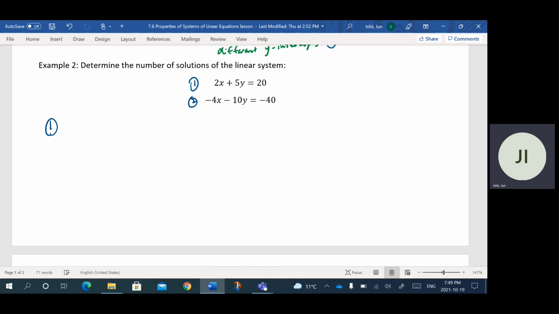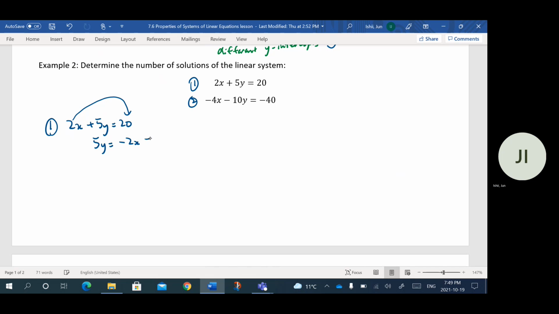So the first one here, 2x plus 5y equals 20. Now when I isolate the y, I'm going to move the 2x over to the other side. 5y equals negative 2x plus 20, and then divide through by 5. y is going to equal negative 2 over 5 x plus 4. So that's converted to slope-intercept form.